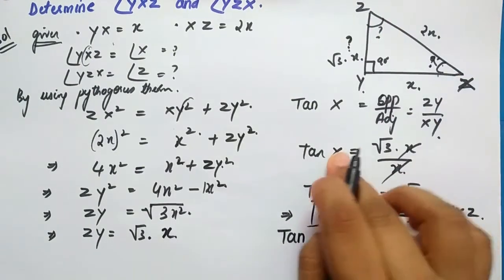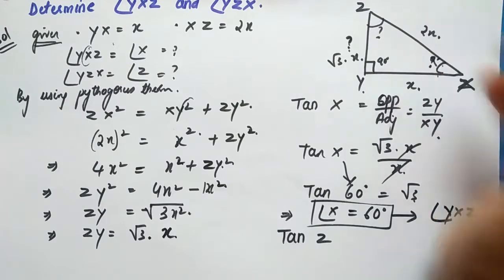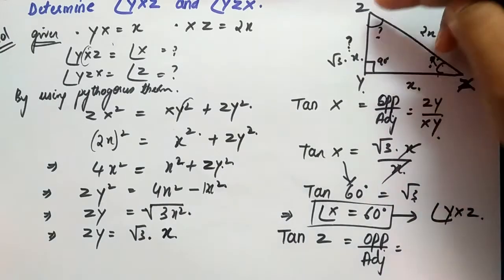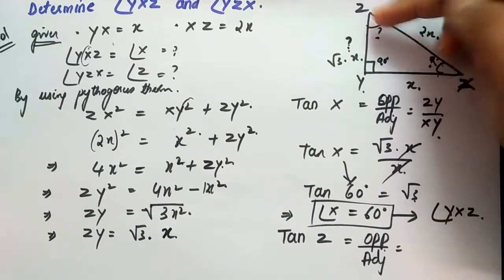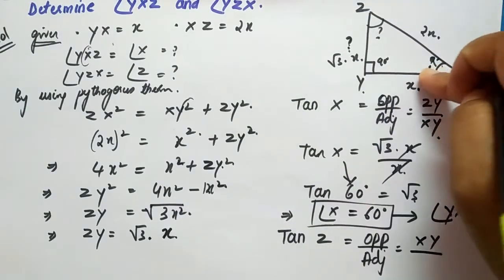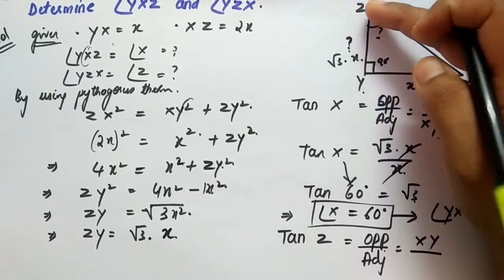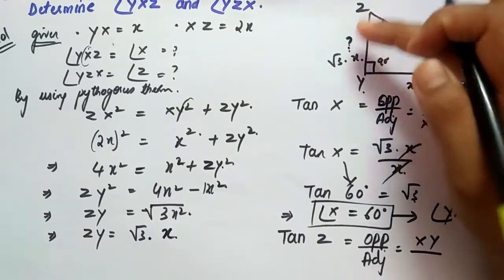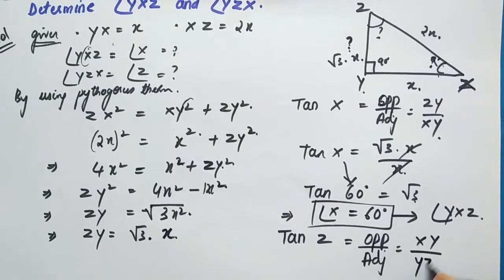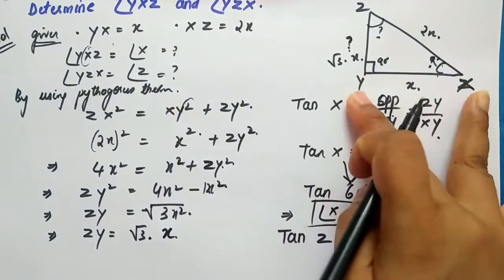Okay, we just got tan x from the point of view of x. Now the same thing applies for z: tan z is opposite divided by adjacent. But from this point of view, what is the opposite side? This is its opposite side, xy is the opposite side. But from the point of view of angle z, what is the adjacent side? It's not this, it's this, yz.